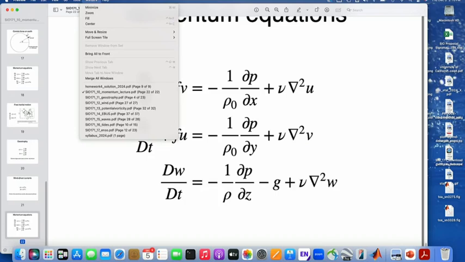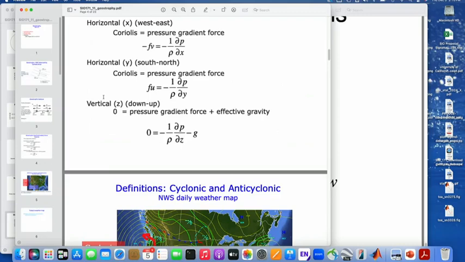Okay, next one. Then we went on to geostrophy.